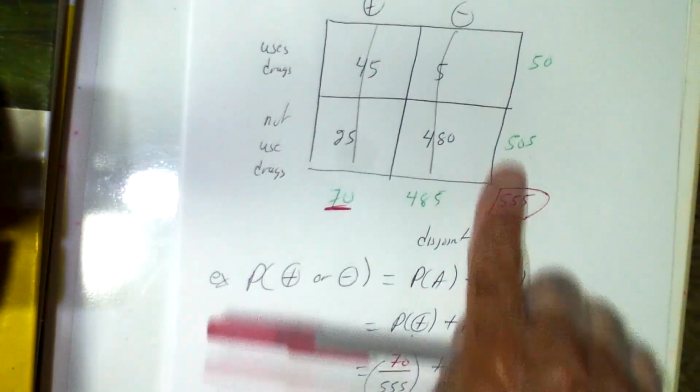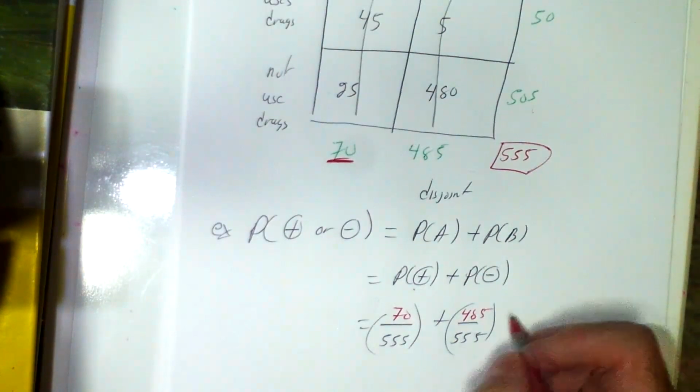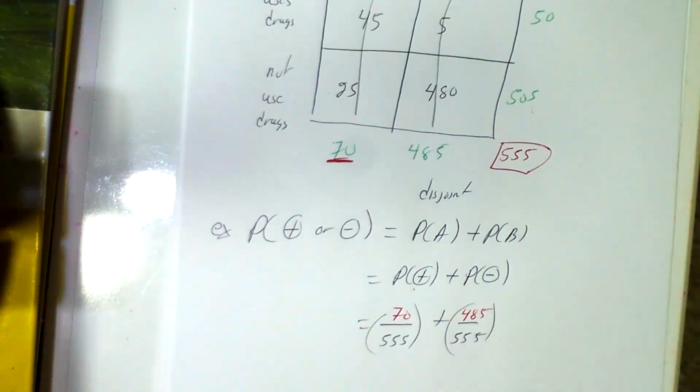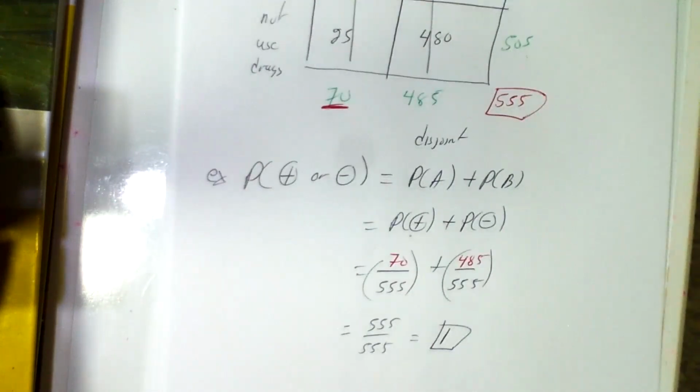The total of the negative test results is 45. If I add them together, I get 555 over 555, which is equal to 1. Interesting.